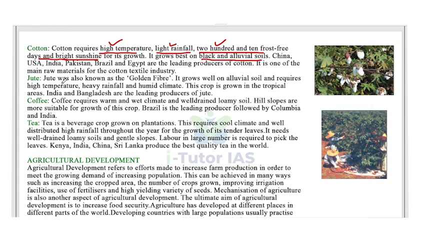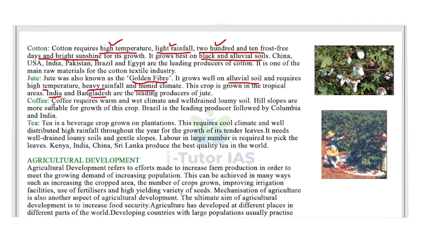Next one is jute. It's also known as golden fiber. It grows well on alluvial soil and requires high temperature, heavy rainfall and humid climate. This crop is grown in the tropical areas. India and Bangladesh are the leading producers of jute.